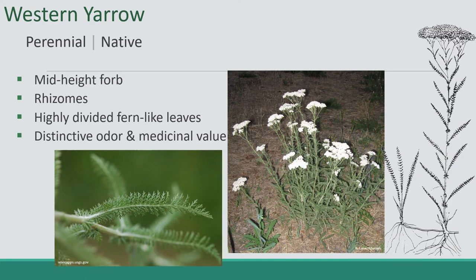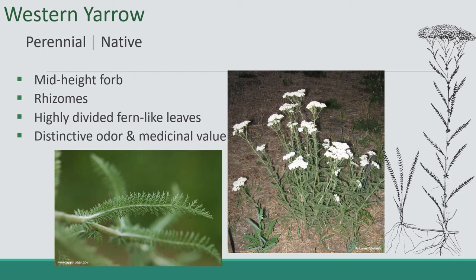Now let's take a look at this forb that we have. This is a perennial native forb. In fact, it's really widely spread across most of North America. It's certainly well known in the Pacific Northwest in that sagebrush steppe site. It is about knee high. It's kind of a mid-height forb.